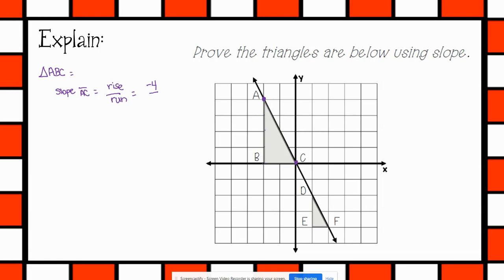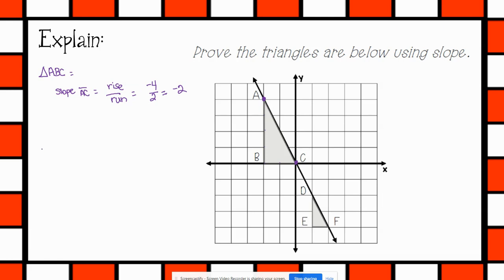Now, that would put me right here, but I'm not at C yet. So to get from here over to C, I would have to move right 1, 2 units. Because I moved right, then the horizontal change here, or the run, is positive. So that would be a +2. Well, if I do -4 divided by +2, I'm going to get -2.